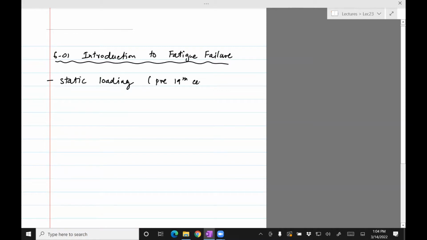In the 19th century, this was useful because we had slow speeds. Things moved slowly. There were light loads. And then we were fine with having a large factor of safety.